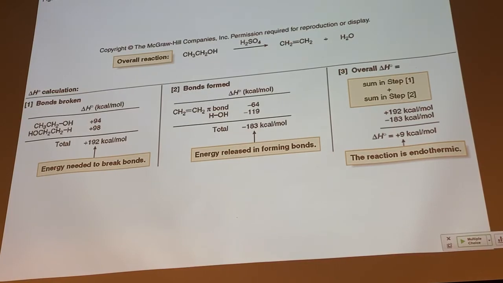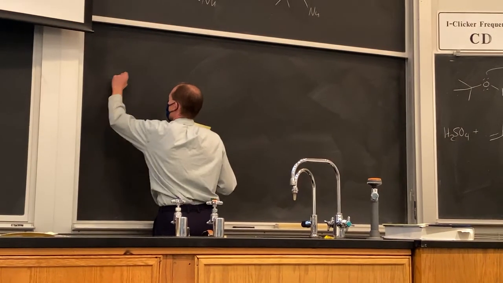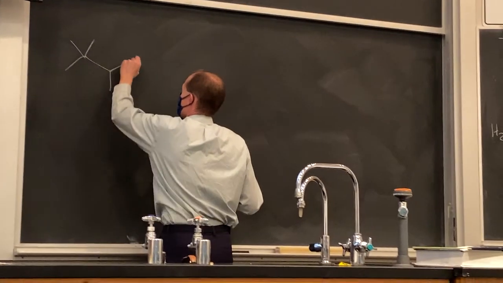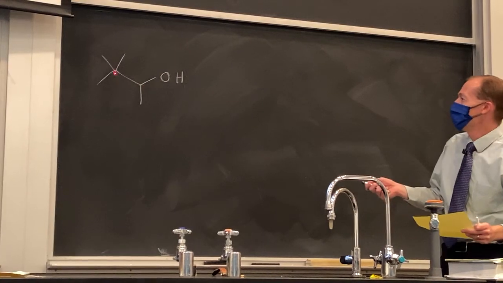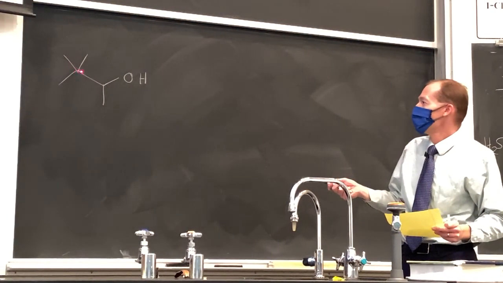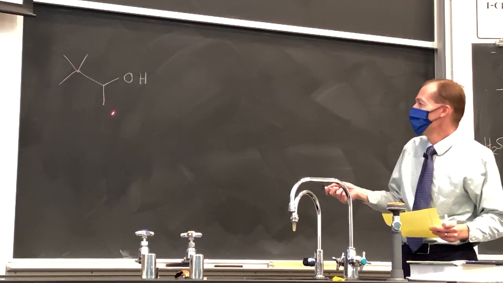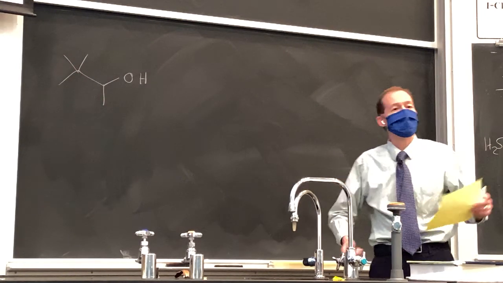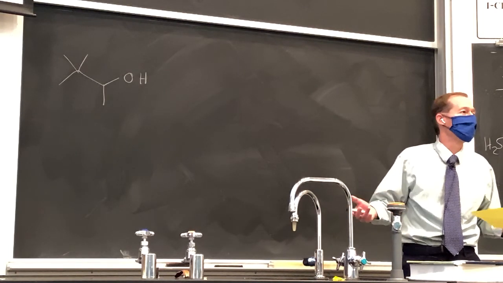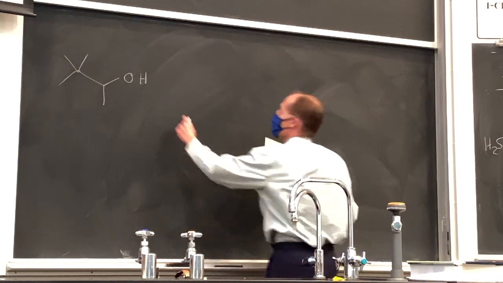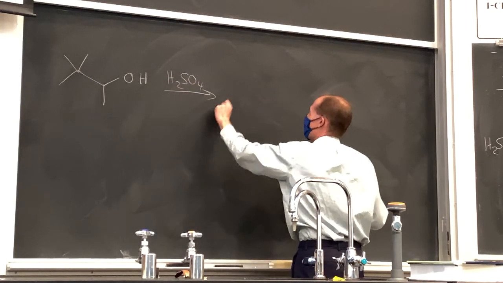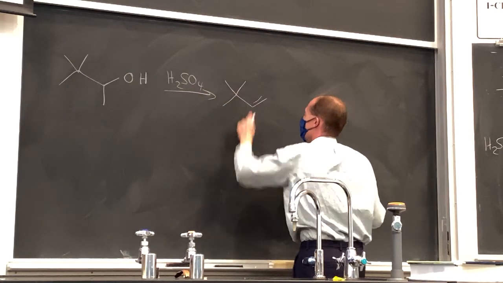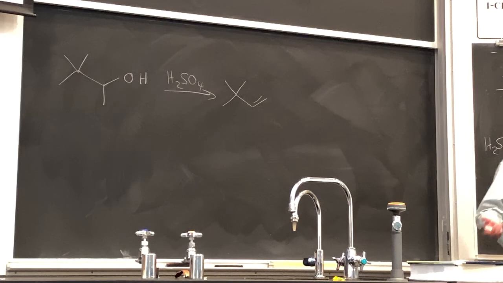Last thing we'll do today is we'll look at a dehydration of this particular alcohol. So I've drawn this alcohol. We have a quaternary carbon here, so there are no beta hydrogens on that carbon, but we have beta hydrogens here. So how many possible dehydration products would we have in this case? We would have one. So if we treat this with sulfuric acid or toluene sulfonic acid, we would expect this to be the only product that we get.